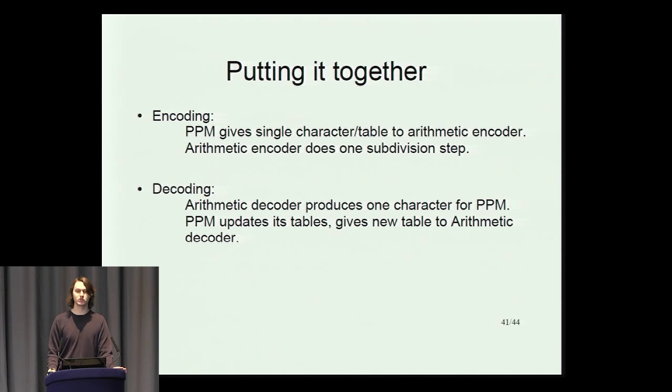Here is a notion of how to put this all together. You have PPM and arithmetic encoding working together. PPM will look at a single character, build its tables, and hand a distribution and the character to the arithmetic encoder, and the arithmetic encoder will do one step of subdividing its intervals. On the other side, the arithmetic decoder will perform one step of producing a character and hand this back up to the PPM. PPM will update its tables on the decode side and then give it back to the arithmetic decoder. And you'll do this again and again and again.